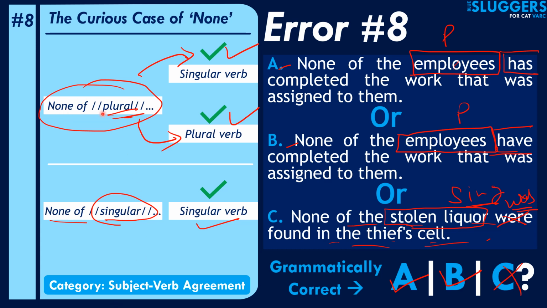So if you have none of plural, it allows multiple cases. If you have none of singular, it allows only a single case, which is that of the singular verb. That could be one way of ensuring that you don't forget, so that you don't get confused here. Okay.